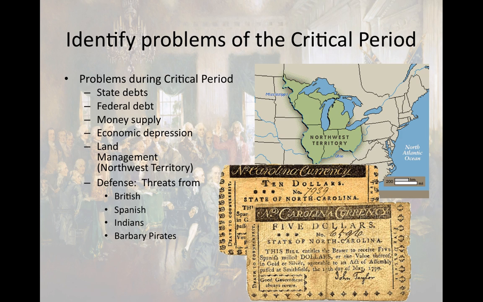There were also defense threats, especially from the British, who failed to leave the Midwest, and they were still occupying forts even after the Revolution was over. Spain was being an issue to the United States as well because it wouldn't allow the U.S. to trade in New Orleans. Obviously, Indians are an ongoing issue. And then there was a group of pirates in Europe that were harassing American ships, not letting them trade. And so that became problematic as well.